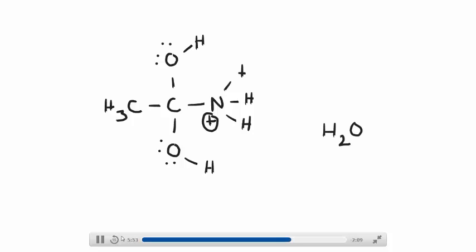What we've done by doing so is created a very good leaving group. So now what you can do is use either one of those OH oxygens and use their lone pair electrons to make a pi bond between the carbon and the oxygen. As that occurs, something has to go, so you kick out ammonia.